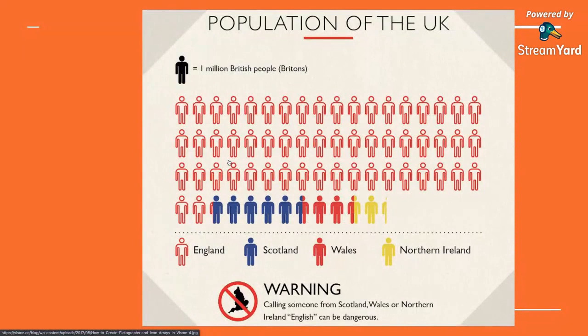And then this is another pictographs. Ito yung sinasabi ko na may legend dapat. Nakalagay dito, one person is equal to 1 million British people. Ito yung legend na sinasabi ko. Tapos ito, kapag naka-outline yung tao, ibig sabihin from England siya, pag kulay blue siya, from Scotland, and then pag red, from Wales, and then yellow, Northern Ireland. Parang ito yung summary ng population sa UK.